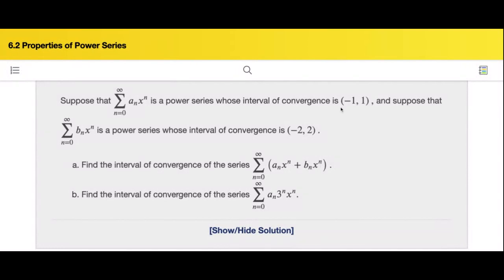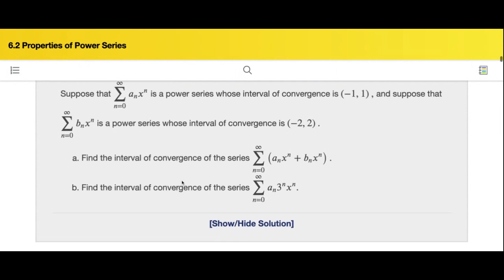So for A, we can do this, right? Because they do have a common interval. The common interval is -1 to 1, right? For b_n x^n, the interval of convergence is bigger than the first one. So they have a common interval, and the common interval is from -1 to 1.